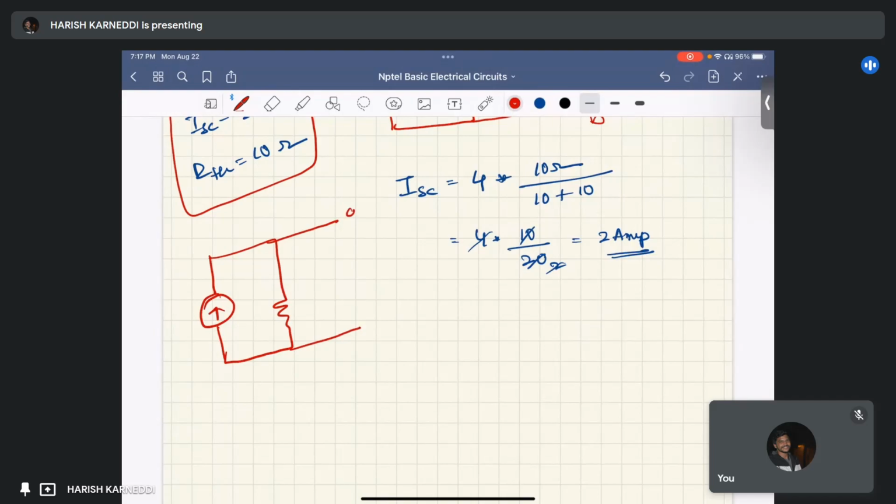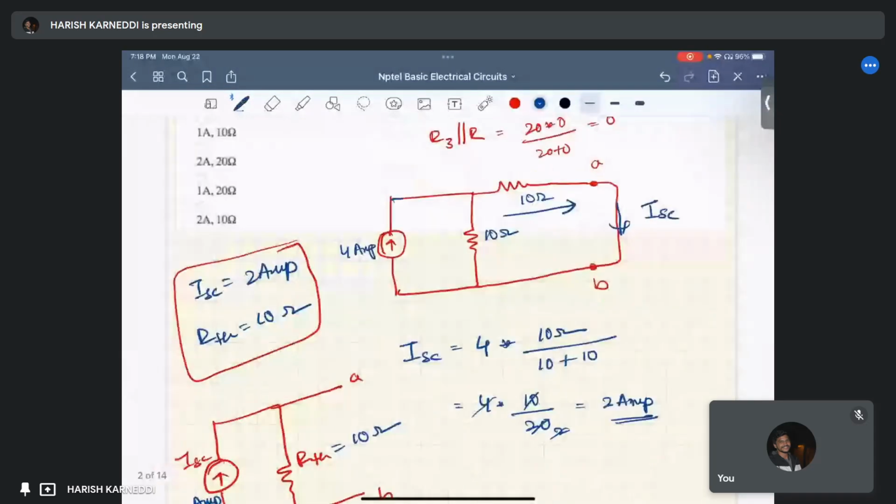This is the equivalent circuit, right? A and B. This is equal to RTH, and this is equal to ISC. RTH equal to 10 ohm and ISC equal to 2 amperes. That is 2 amperes and 10 ohm. That is option D.